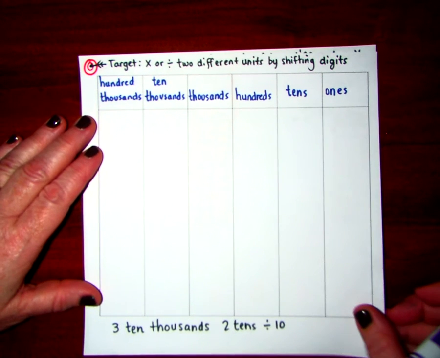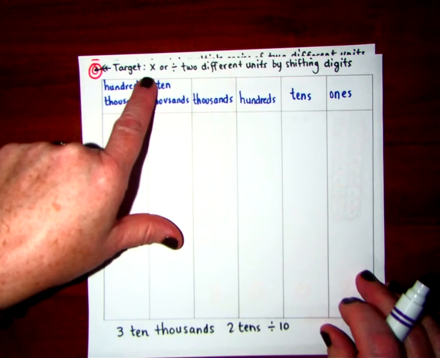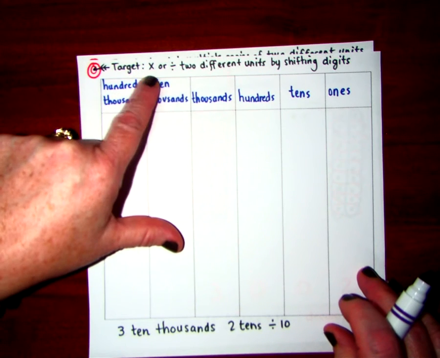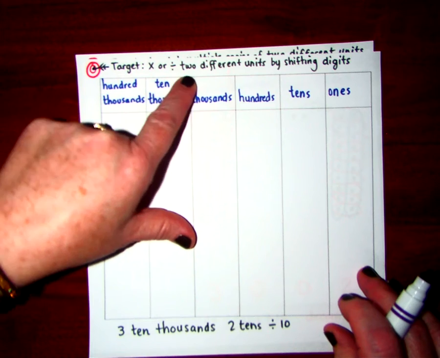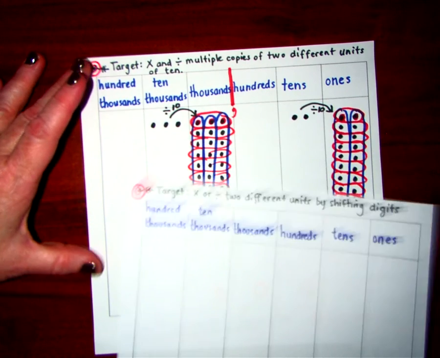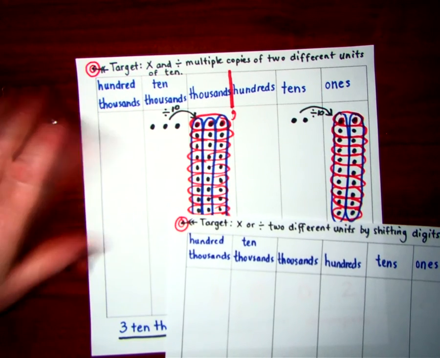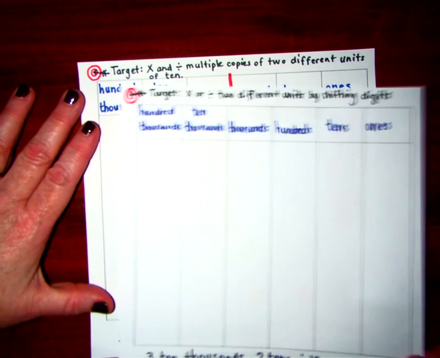I'm back with the second video, and I'd like to point out that our target is to multiply or to divide two different units by shifting digits. It's similar to what we did in the last lesson, and that was to use the multiple copies. I think this one is really fun.